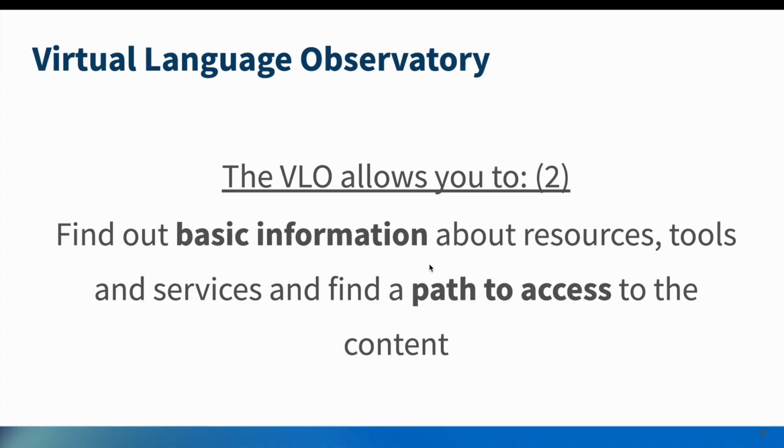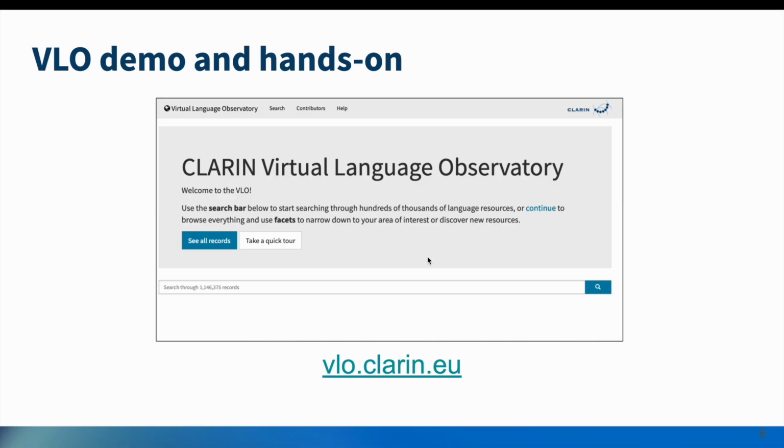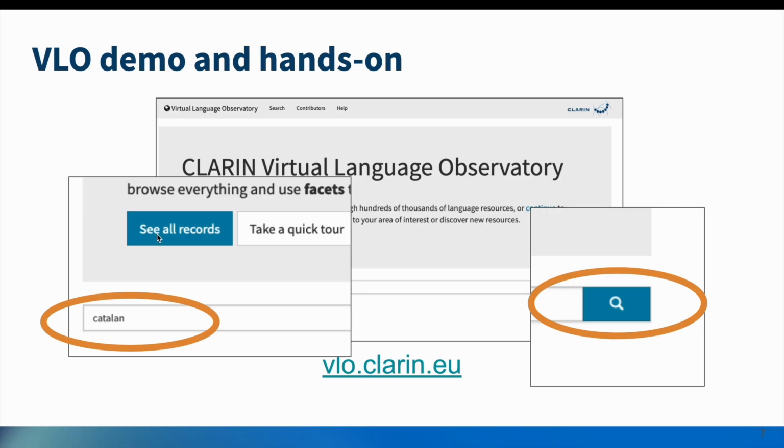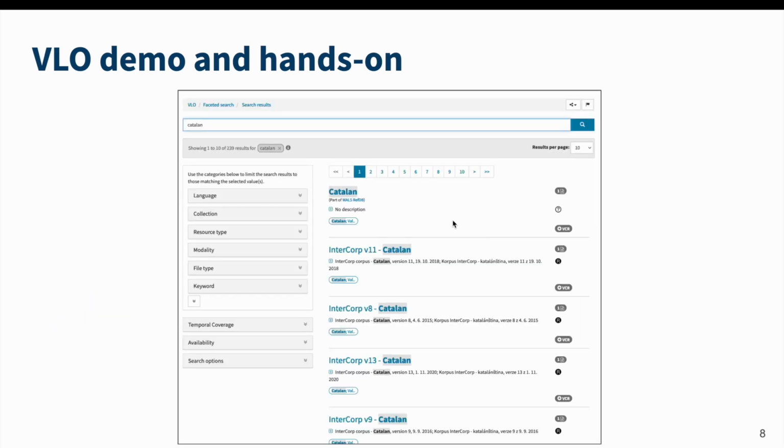So let's have a look at what the VLO looks like. You can simply go to this URL, vlo.clarin.eu, and it will show a very basic page where you can already enter a search term, for example, one that is relevant to a specific research interest. So you can enter the term and press the search button, and then you will see a number of search results that match the query that we entered. That's also shown now here on top.